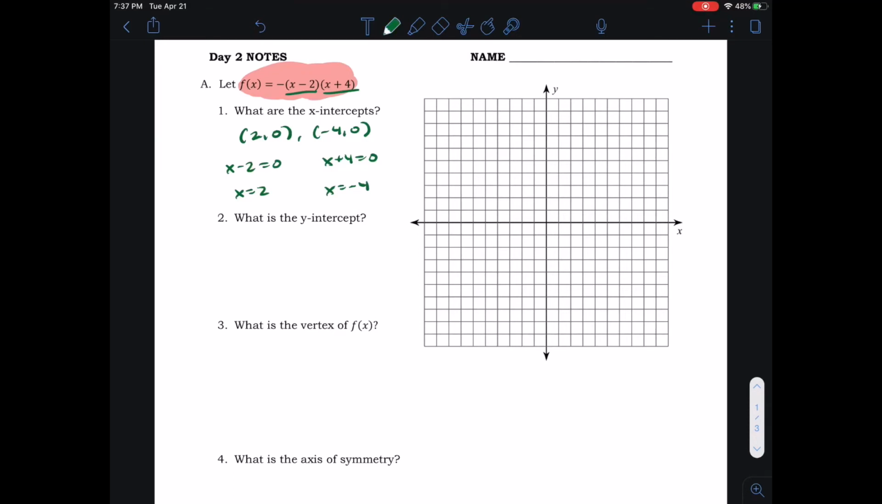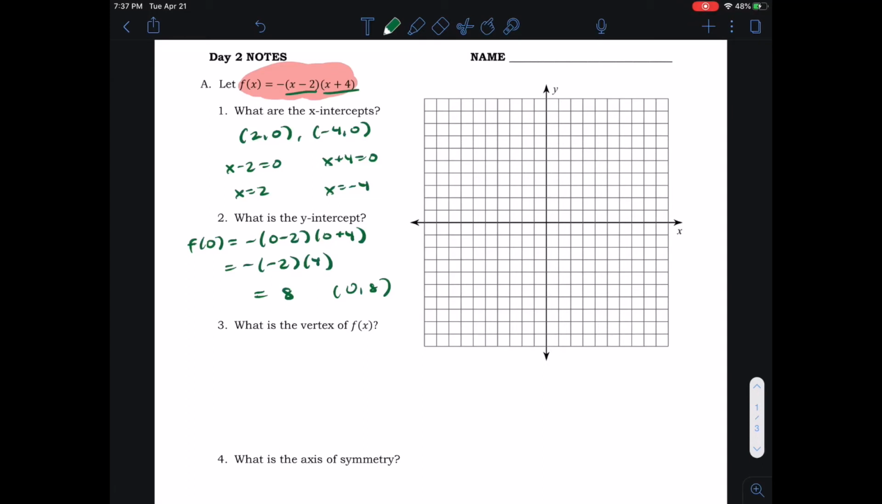What is the y-intercept? So the y-intercept is a point that crosses the y-axis. And so that's when x has to be 0, right? Just look at any point on the y-axis, right? The x-coordinate of that point will be 0. So all I'm going to do is plug 0 into my function. In other words, anytime I see an x, I'm going to replace it with a 0. And then from there, we're going to carefully just simplify this out. And you end up with +8. So my y-intercept is 0, 8.